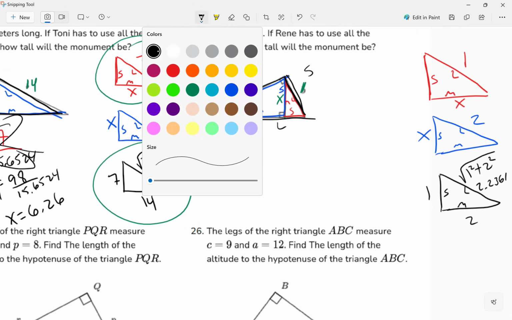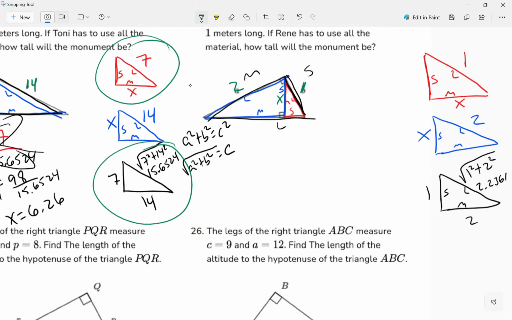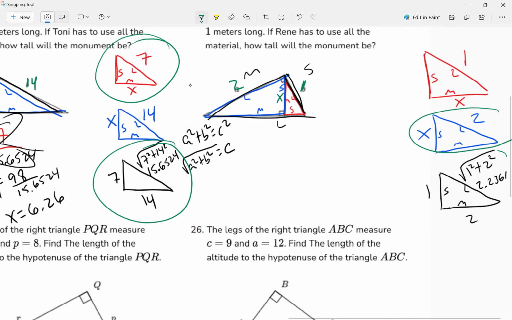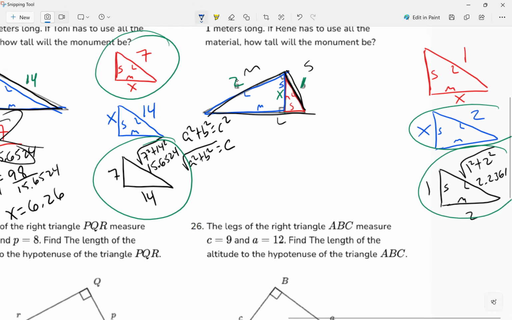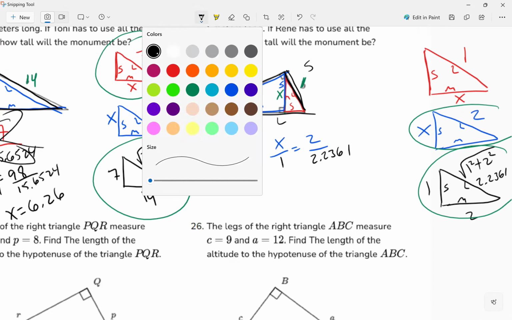Okay, cool. In this case, which one should I use? Let's use the blue triangle now. On the blue triangle, I have the measurement X and 2. Small side and large side. So from the black triangle, the small side is 1 and the large side is 2.2361. Cross multiplied.